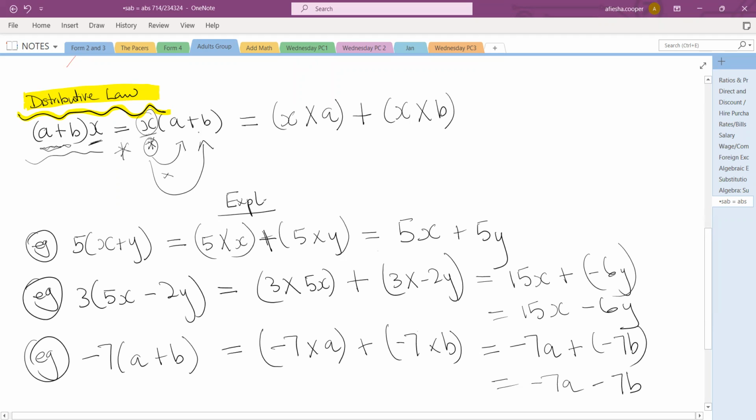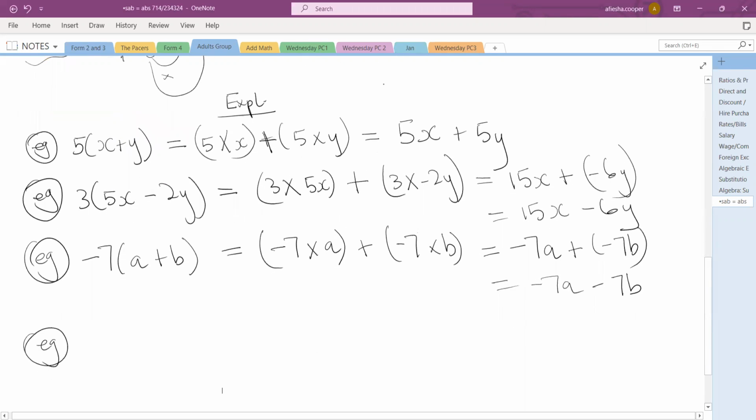So we take the external term and multiply by the first term in the bracket, which will give us X multiplied by A. Then we take the same external term and multiply by the second term in the bracket. So always put an add, and X multiplied by B. If we go through the examples quickly, 5 open brackets X plus Y will just be 5 by X, add 5 by Y, which will give us 5X plus 5Y.